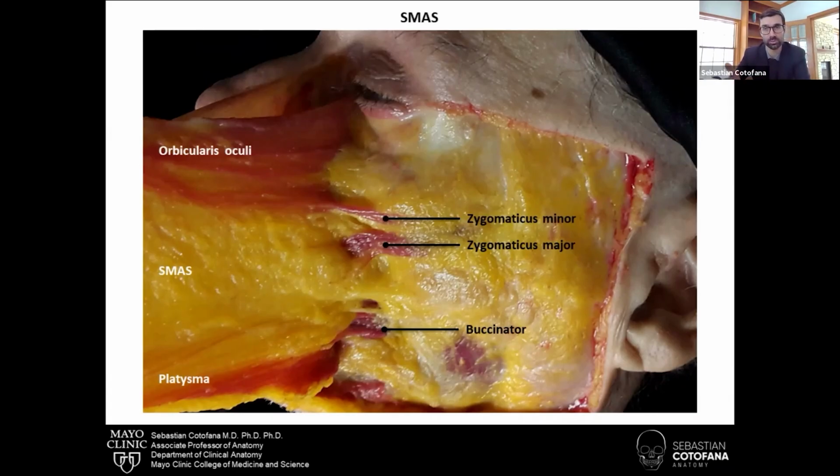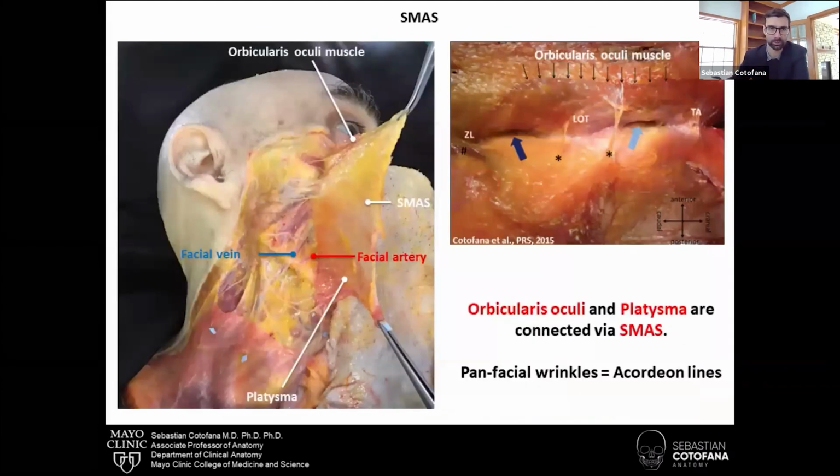And this is because you do something to the SMAS, and this is because the anatomy is like this. And there are some other very important implications that you need to understand: the SMAS is continuous with the orbicularis oculi, and the SMAS is continuous with the platysma. These are all important aspects that you need to understand because it's one layer.